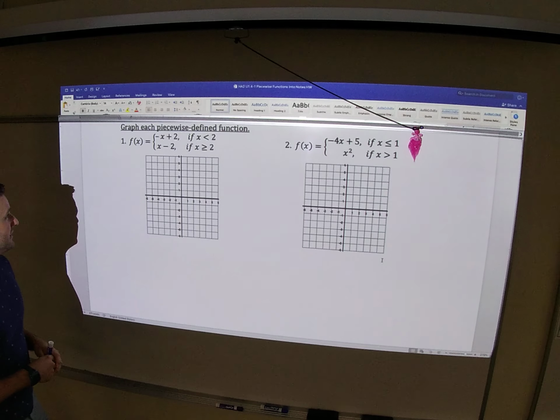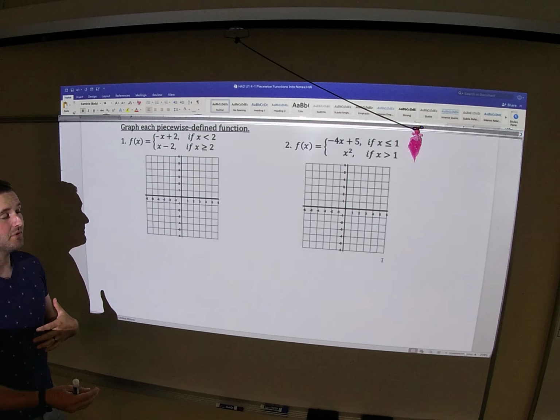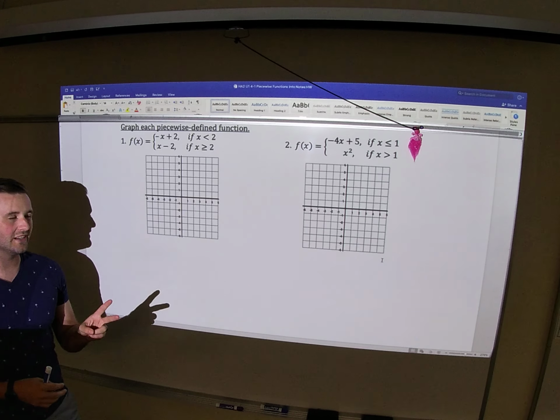Okay, today we're going to talk about how to graph piecewise functions. So we've talked about how to evaluate them, now we're going to talk about how to graph them. I'm going to show you two ways to do this.